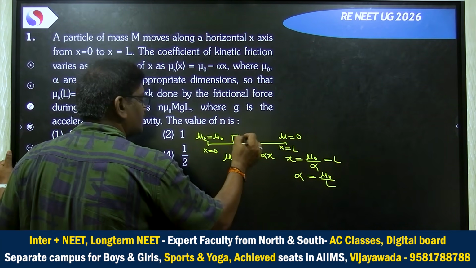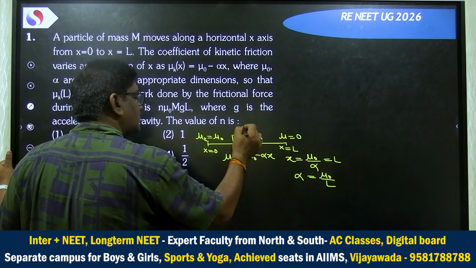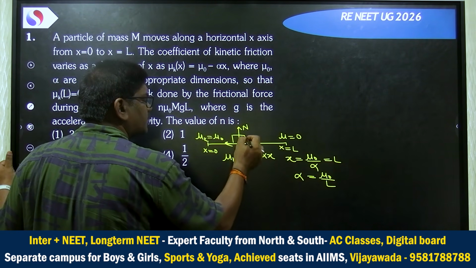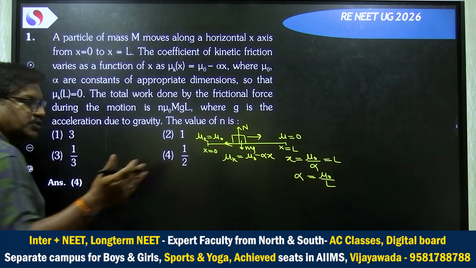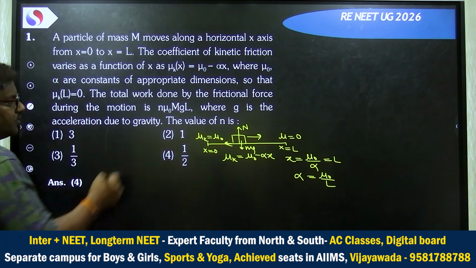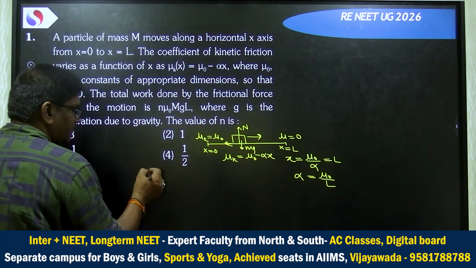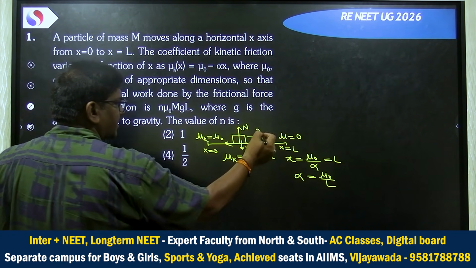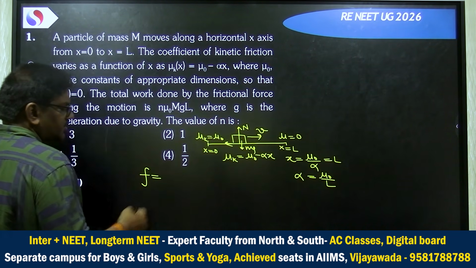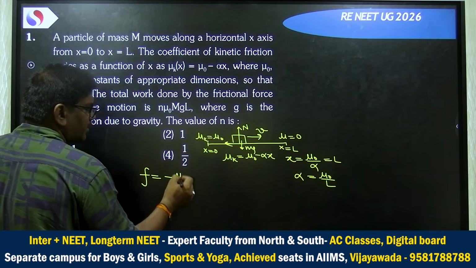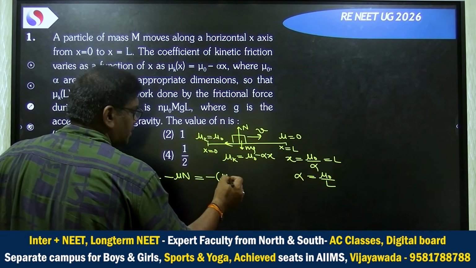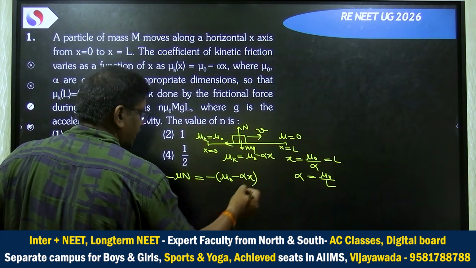So any body which will be on this horizontal floor, the normal will be equal to mg and friction will be opposite to velocity, opposite to the motion. So this way we can say that friction force will be, if I take the convention in the direction of velocity as positive, opposite is negative, then I will say it is mu into N, which is minus of (mu naught minus alpha x) into mg.